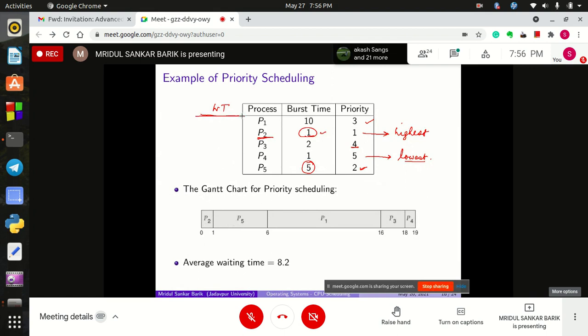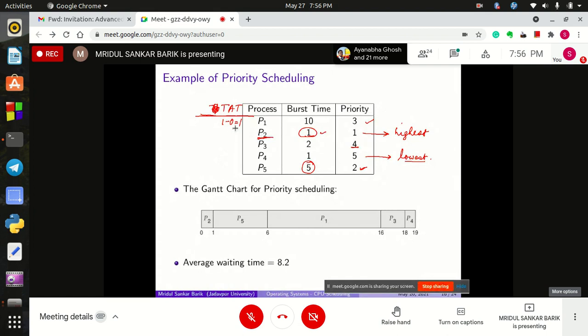How can we find out waiting time? So first of all, find out the turnaround time. Turnaround time means when it has finished minus the arrival time. So it has finished at time 1 and arrival time is 0. So this is 1.